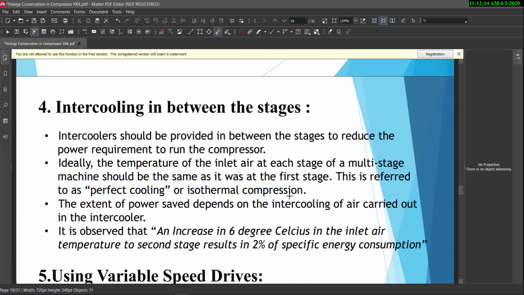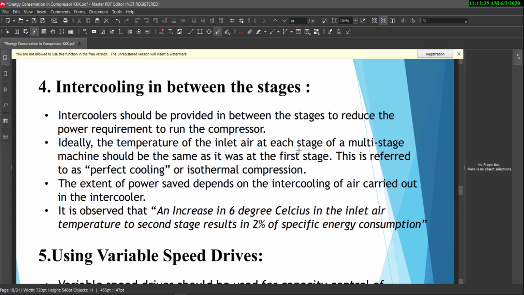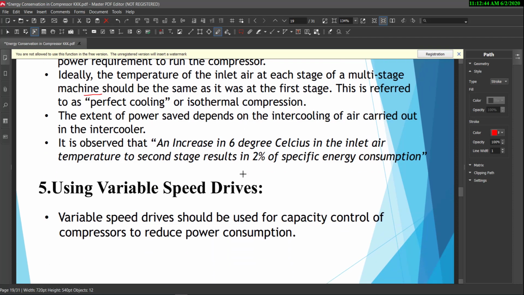Intercooling should be provided in between the stages to reduce the power required to run the compressor. Ideally, the temperature of the inlet air at each stage of a multi-stage machine, which we have seen in the previous video, should be the same as it was at the first stage. This is referred to as perfect cooling or isothermal compression, which correspondingly increases the isothermal efficiency.